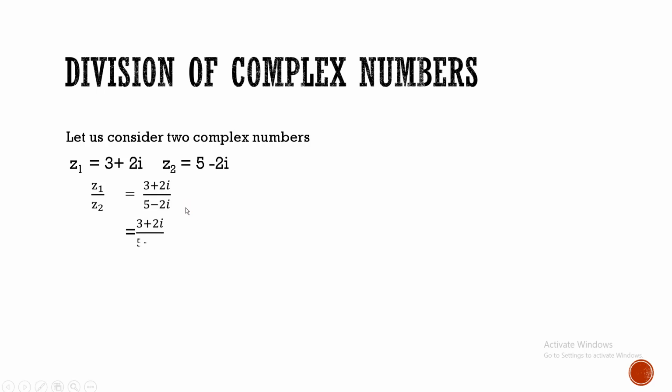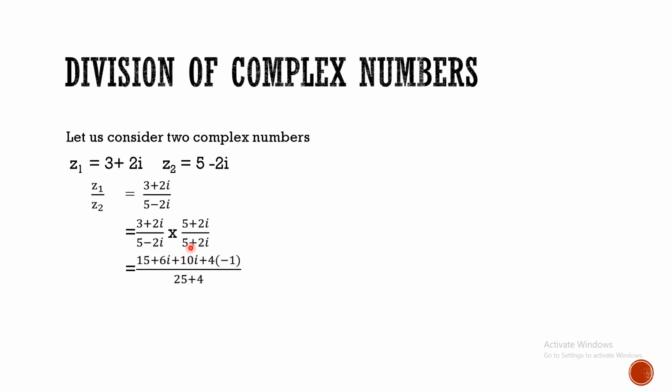Now we can see the complex number 5 minus 2i's conjugate is 5 plus 2i. We are multiplying the numerator as well as the denominator by the same complex number, so the value will not change. Then just to multiply this, I hope there is no need for me to explain this. 3 into 5, the same way 3 into 2i, and 2i with 5, and 2i with 2i. Your answer will be like this.